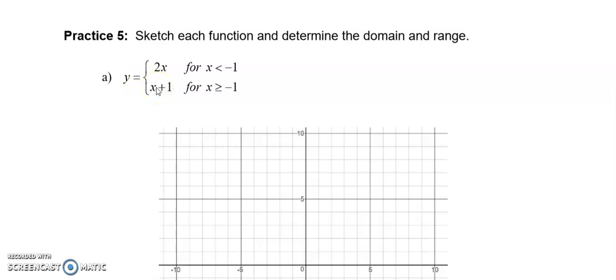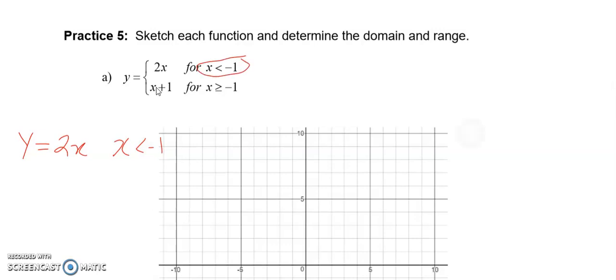Actually, let me write it down here, because I'm going to make a table of values and show you what numbers you should put in. So there's your first function. But you only graph it for values of x that are strictly less than -1. That's what this piece here means.